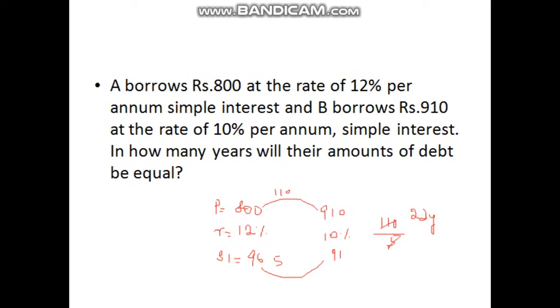Yes. Every time, the person who has less principal will pay more simple interest. Then only will they have equal debts at some point of time. So in this question, the first person pays 5 rupees in addition to the second person. See, 96 rupees, and the second person pays 91 rupees as simple interest. So 5 rupees in addition he pays in order to complete that 110 rupees. So how do we find the years? 110 divided by 5, you will get 22 years.